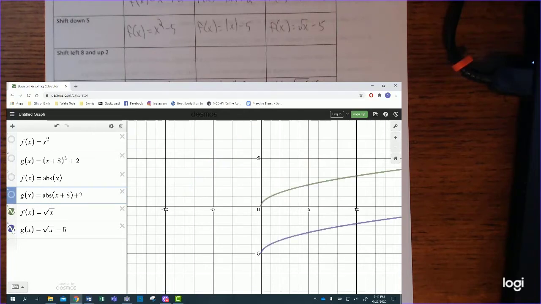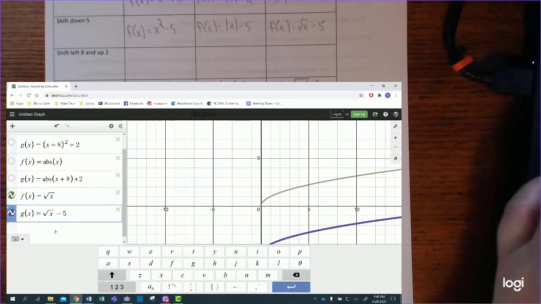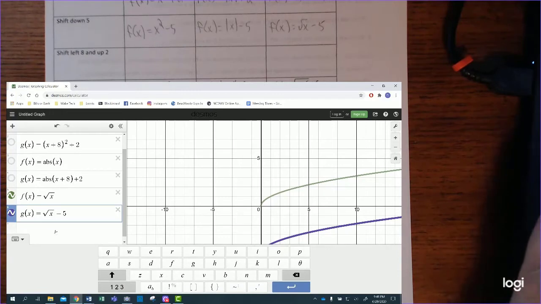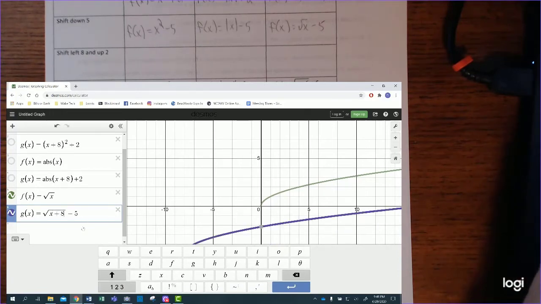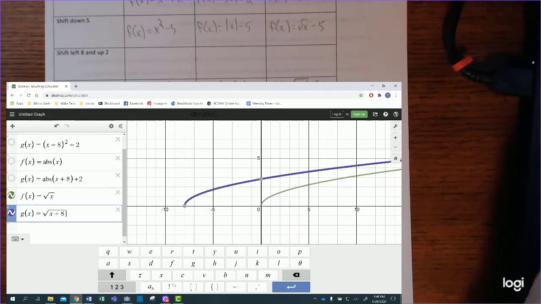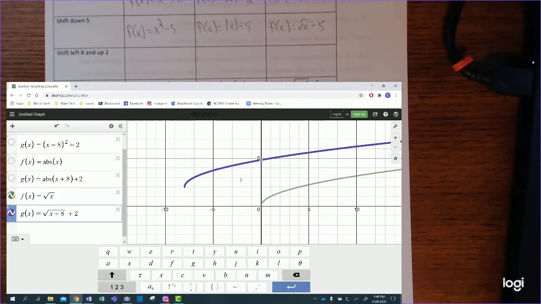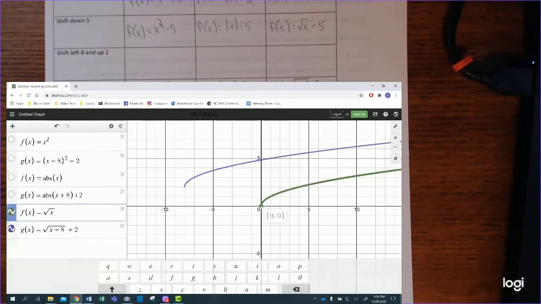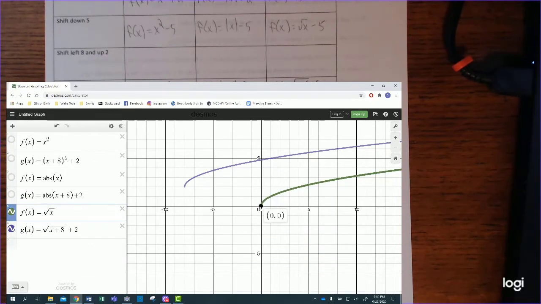Okay, if you really are good at understanding square root functions, this will help you understand domain and range. If you want the square root function to shift left 8 and up 2, this has a vertex of 0, 0, and the domain is bracket 0 to infinity, and the range is bracket 0 to infinity.